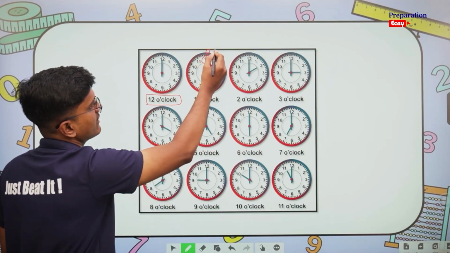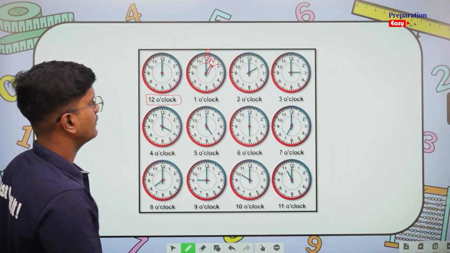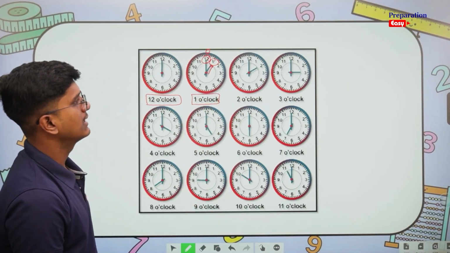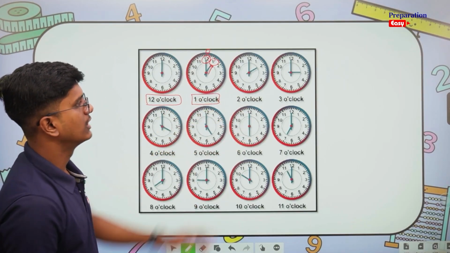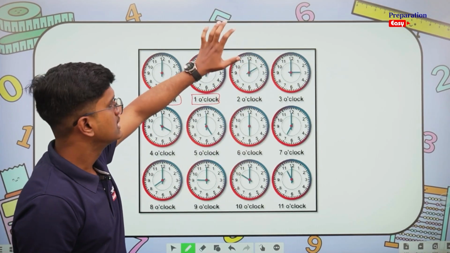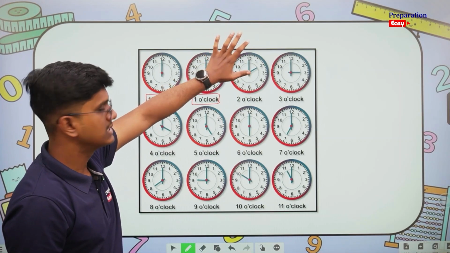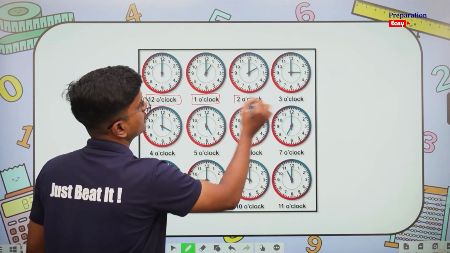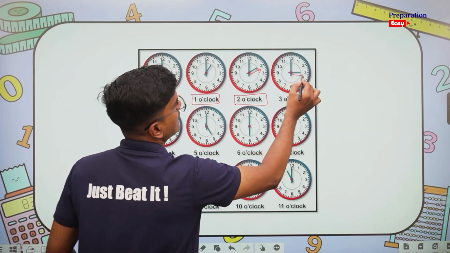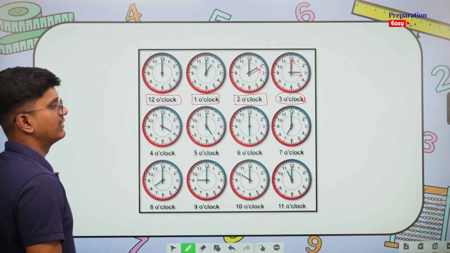0, 1, 2, 3, 4, 5, 6, 7, 8, 9, 10, 11, and 12. So if the minute hand is at 12 and the hour hand is at 1, we say it is 1 o'clock, okay? Just keep in mind, for 1 o'clock, 2 o'clock, 3 o'clock, only the hour hand is changing right now, and the minute hand is stable at 12. Whenever the minute hand is at 12, consider it as 0. So this is 2 o'clock, the hour hand is at 2. The hour hand changes to 3, that's why we go to 3 o'clock. The minute hand is the same, on 12, it's not changing.